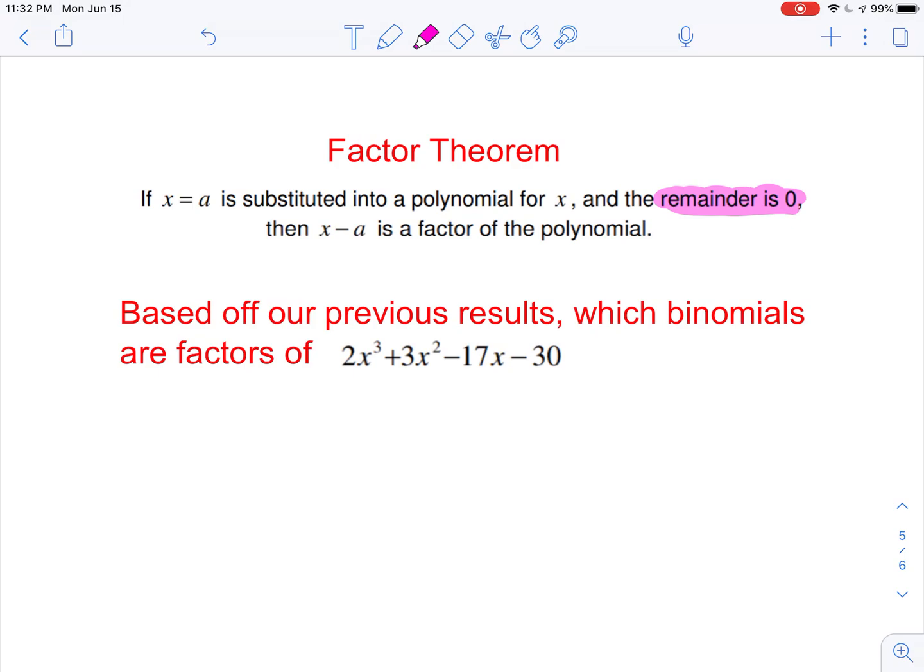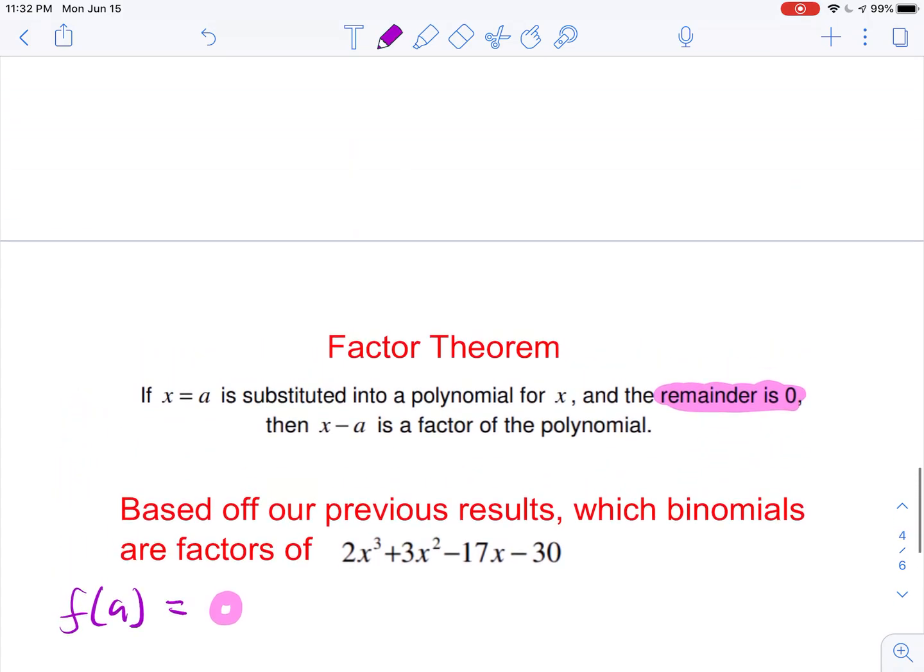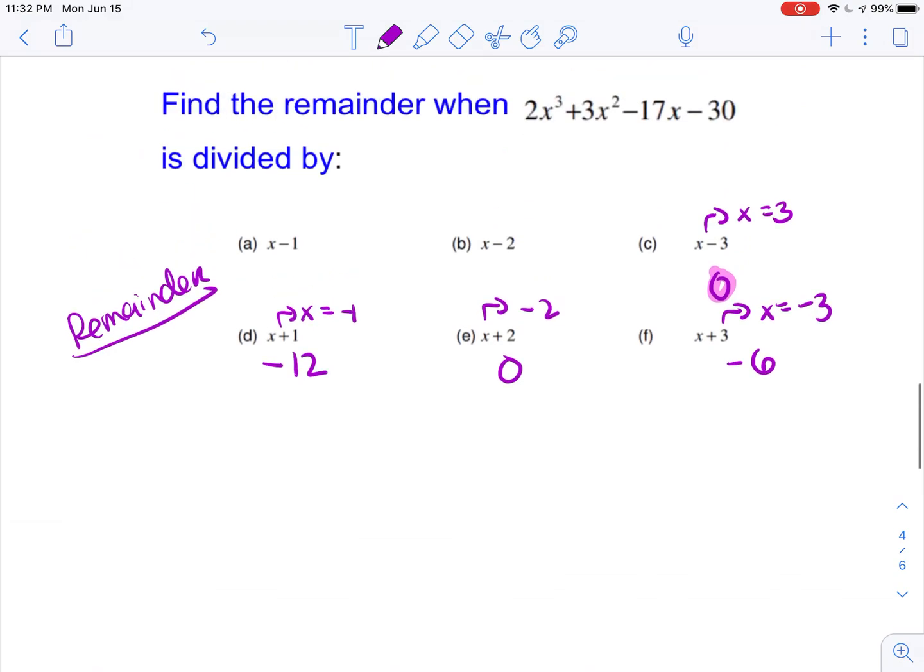Well, is there any one that, when I plugged it in, I get 0? Okay, f of a is equal to 0. So let's take a look. Of these, which ones give me a remainder of 0?